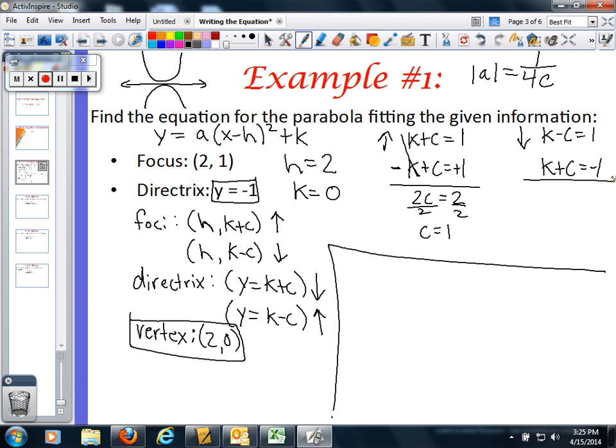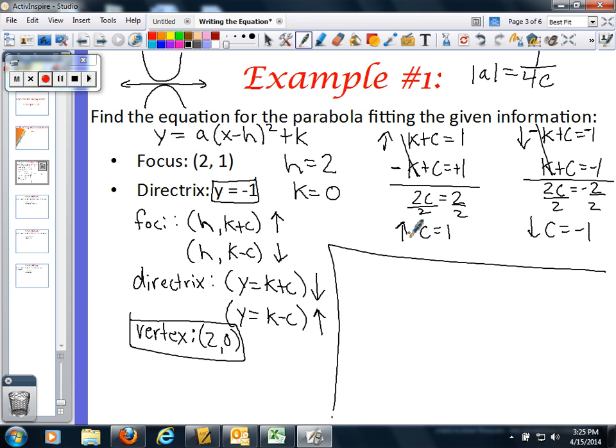If it's going to go down, I'm going to do the same thing. I'm going to multiply this top one by negative 1. These will cancel. Give me 2c equals negative 2. Divide by 2, and I get that c equals negative 1. So here's my two options. I have that either c is going to equal 1 or c is going to equal negative 1. Okay? So now let's look at what we already know.